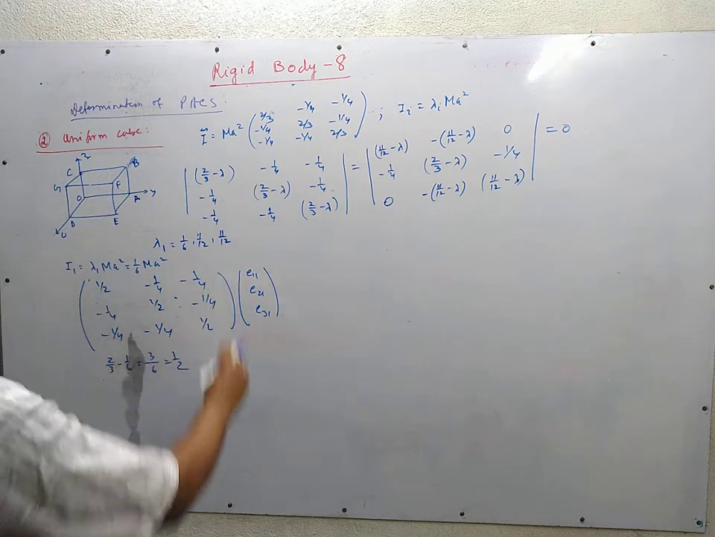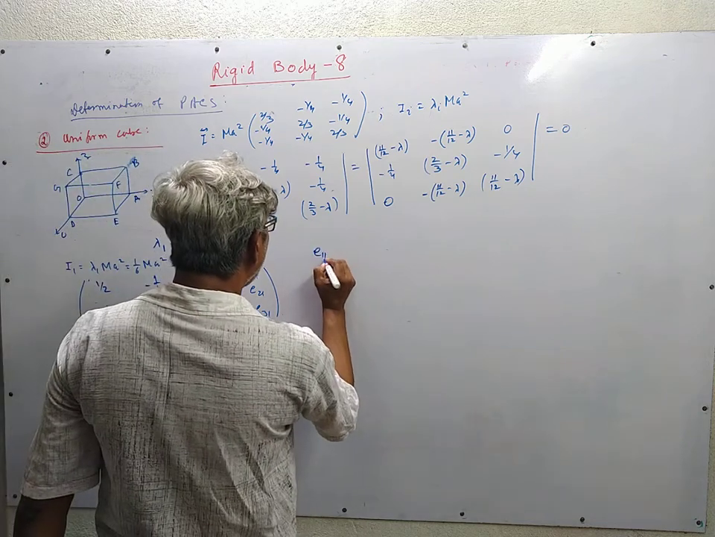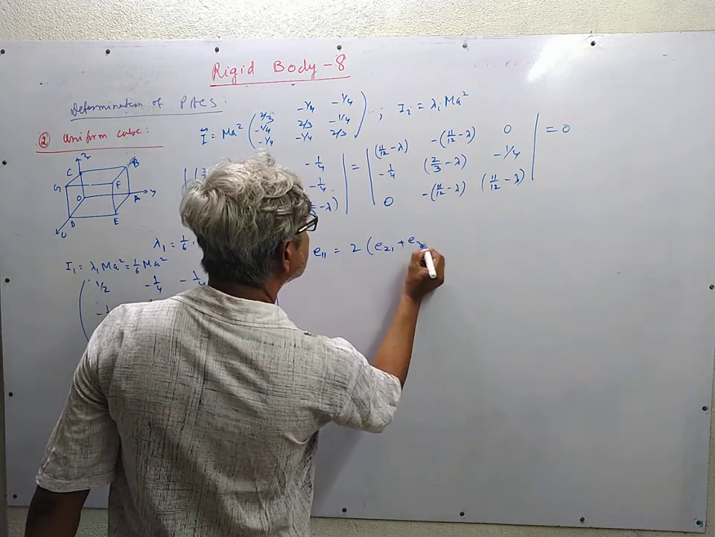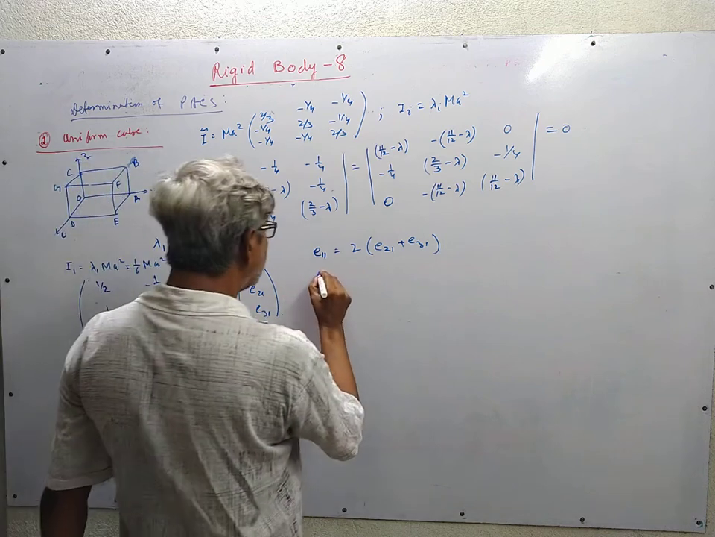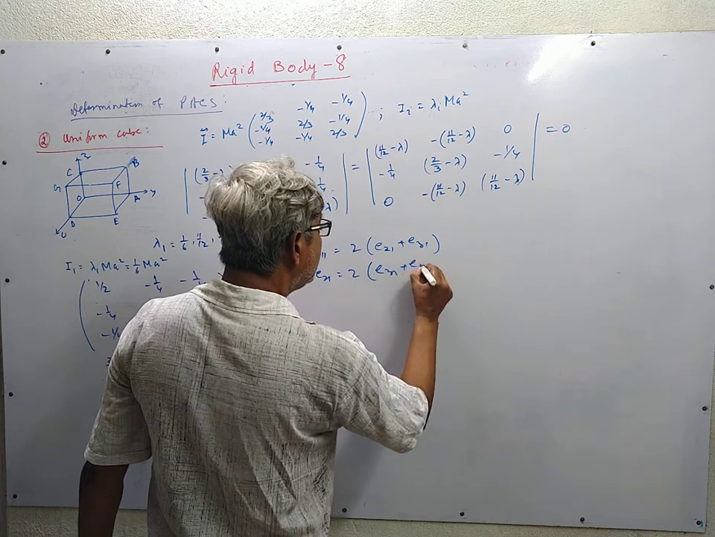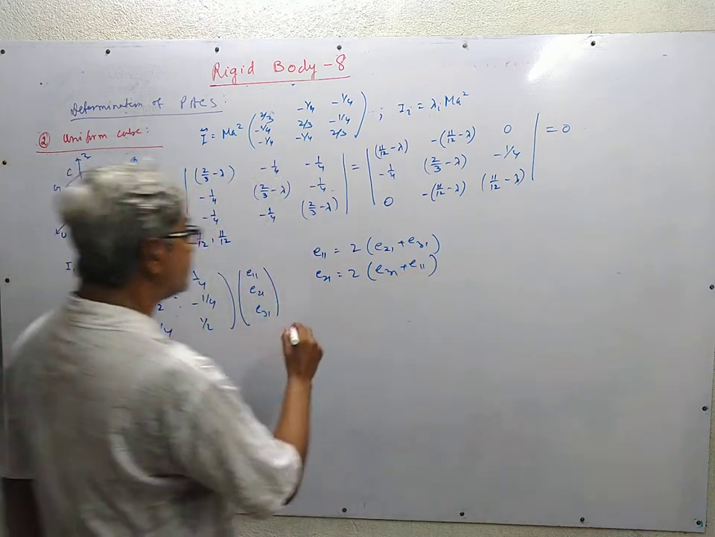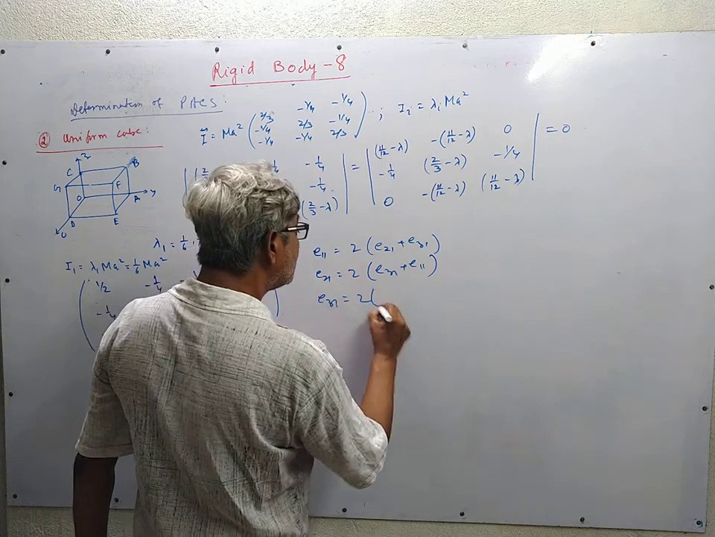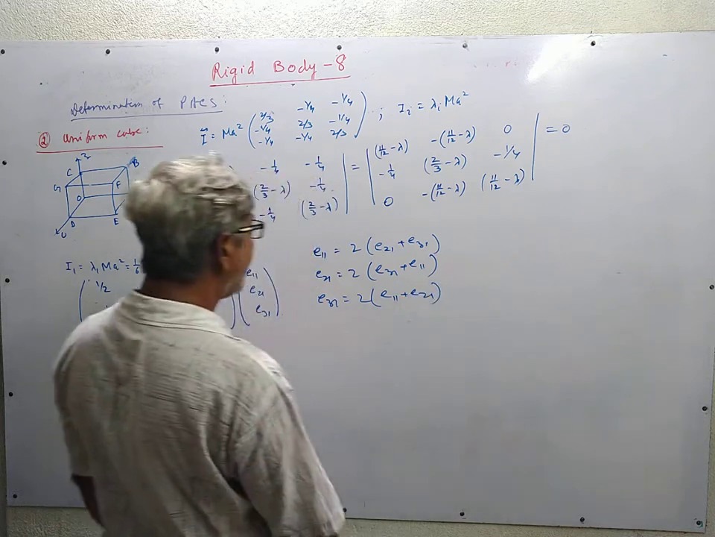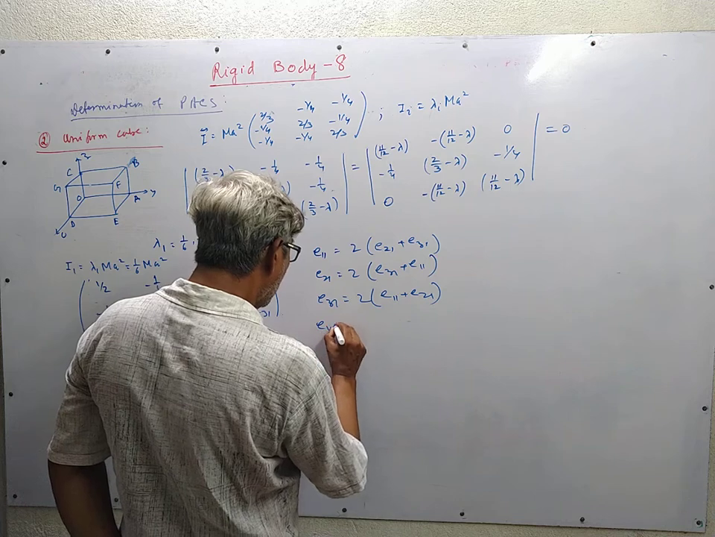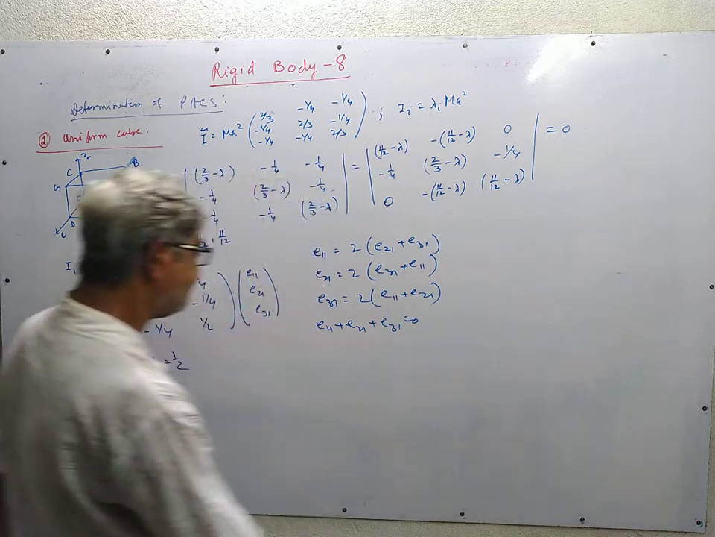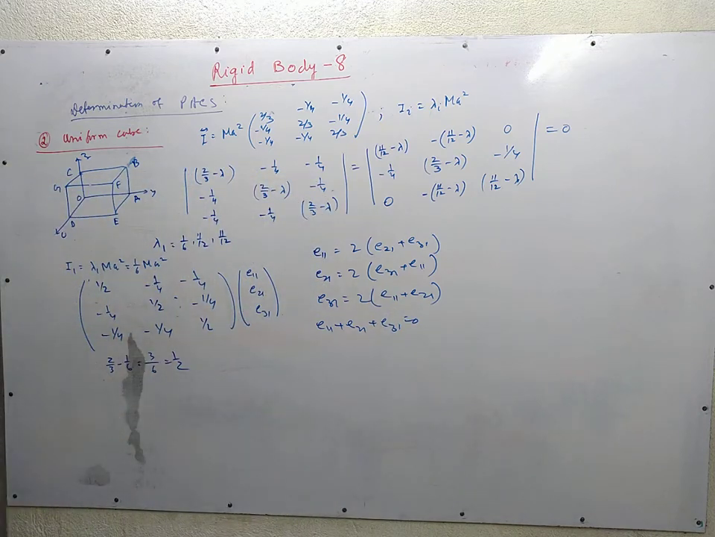If we carry out the first row operation, we get E11 is equal to 2 times E21 plus E31. For the second row operation, we get E21 is equal to 2 times E31 plus E11. And for the third row operation, we get E31 is equal to 2 times E11 plus E21. If we add these up, we get E11 plus E21 plus E31 is equal to 0. This is the condition.